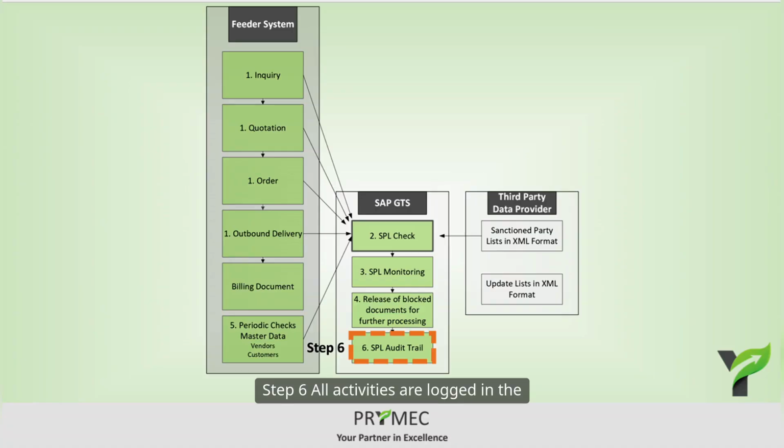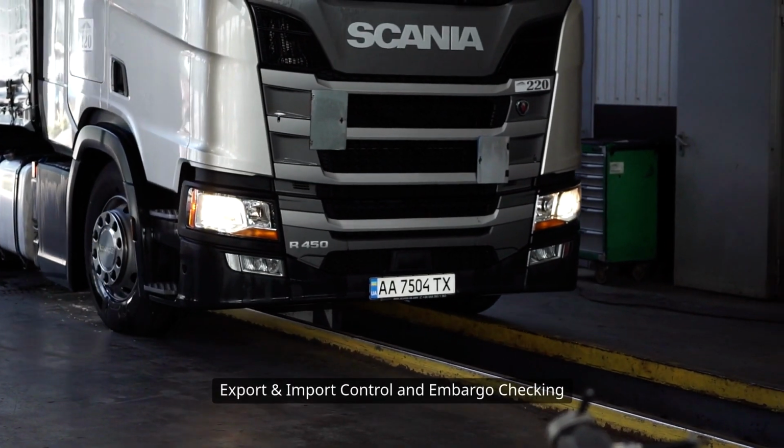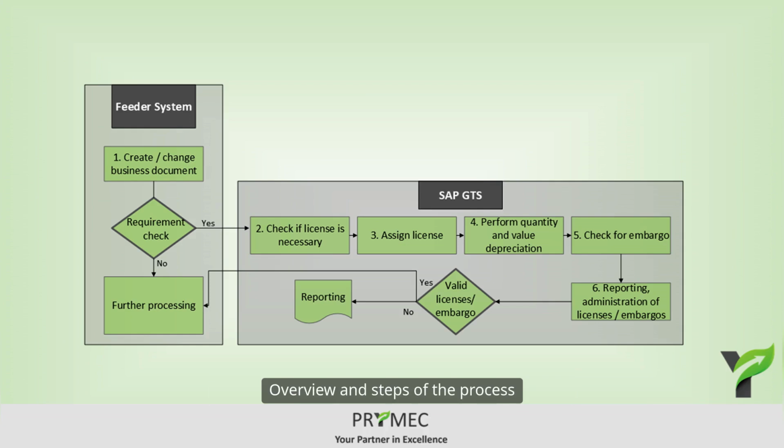Step 6. All activities are logged in the area of sanctioned party list screening and can be archived for legal purposes with the SPL audit trail function. Export and import control and embargo checking, overview and steps of the process.